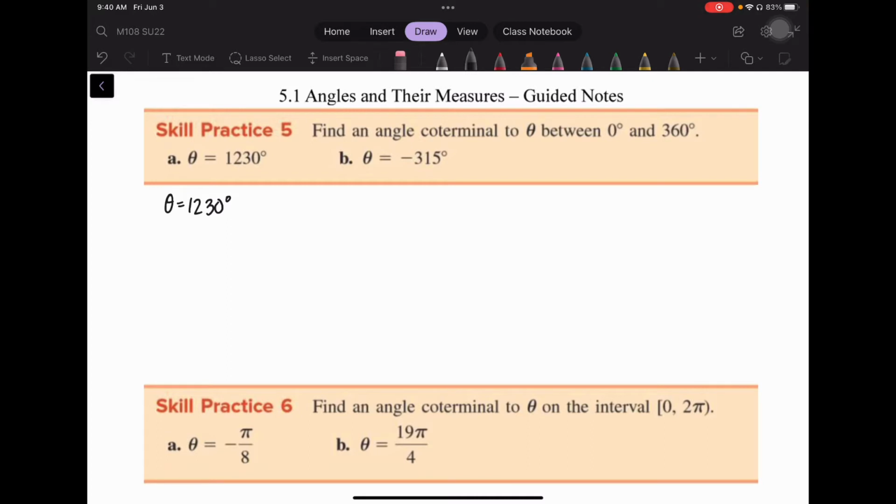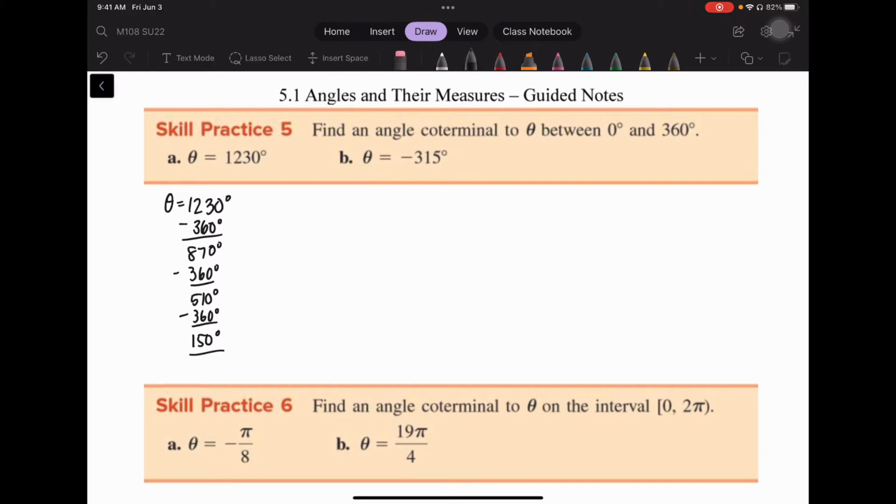So I can just subtract 360 a bunch of times and see once I get into the range that I want. 1230 minus 360 is 870. Minus 360 is 510. Minus 360 is 150. 150 degrees is coterminal to 1,230 degrees.